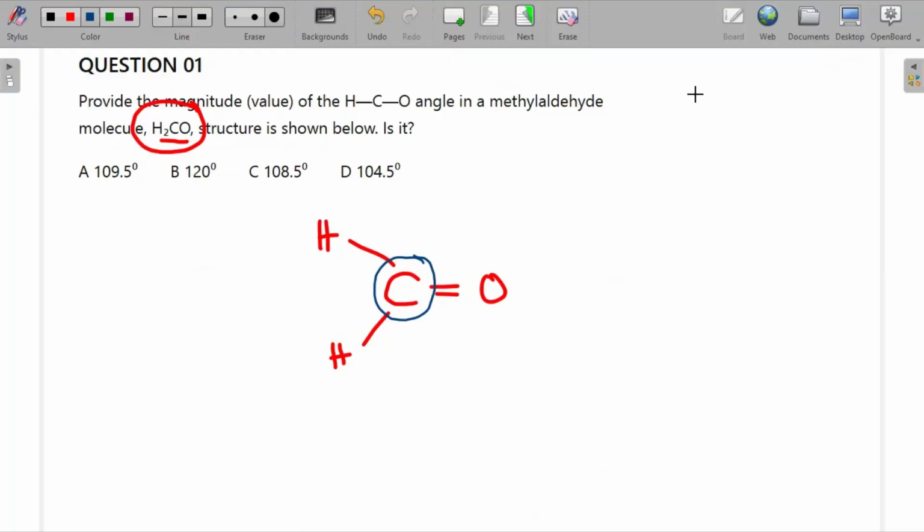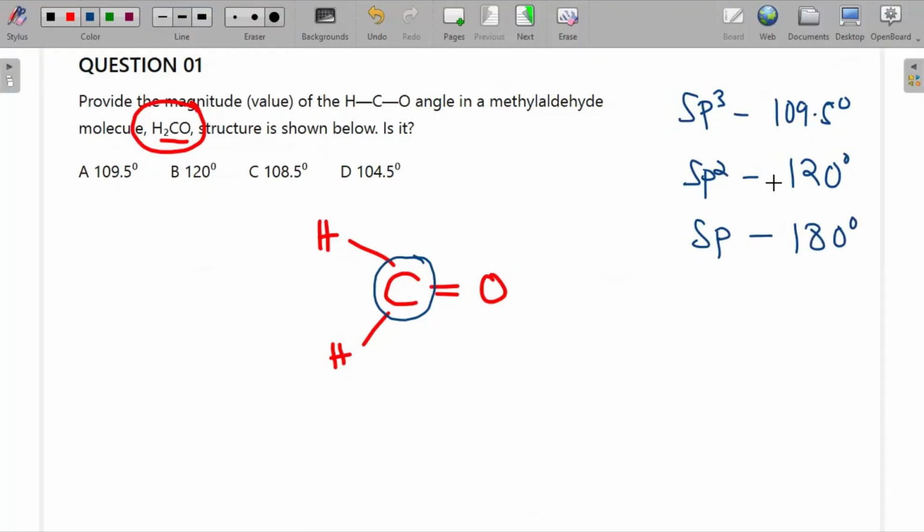The relationship between the hybridization state and the angle goes like this. If I have an sp3 hybridized carbon, then the angle will be 109.5 degrees. If I have an sp2 hybridized carbon, the angle will simply be 120. Then if it is sp hybridized, the angle is going to be 180 degrees. So that's how it works.